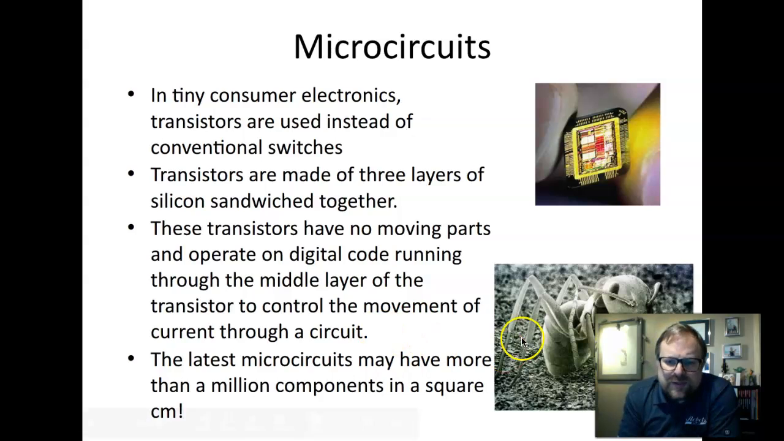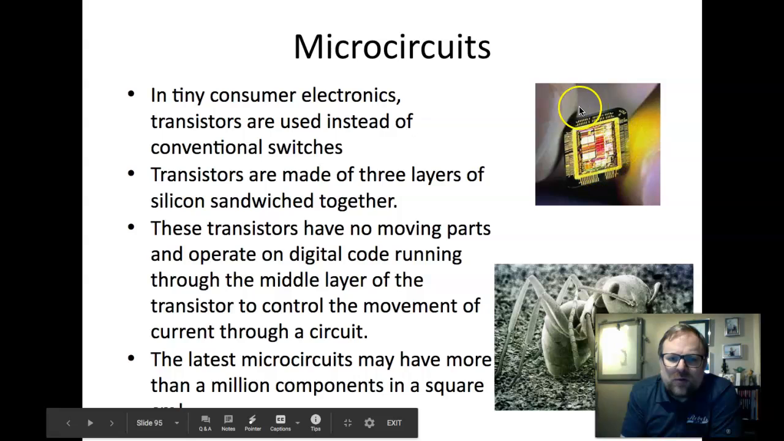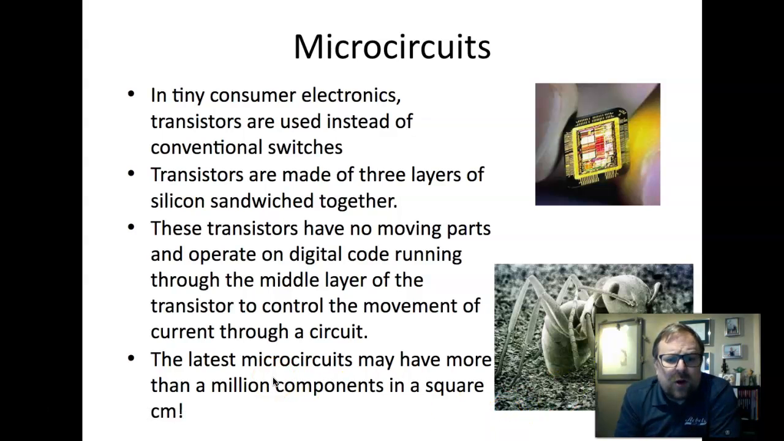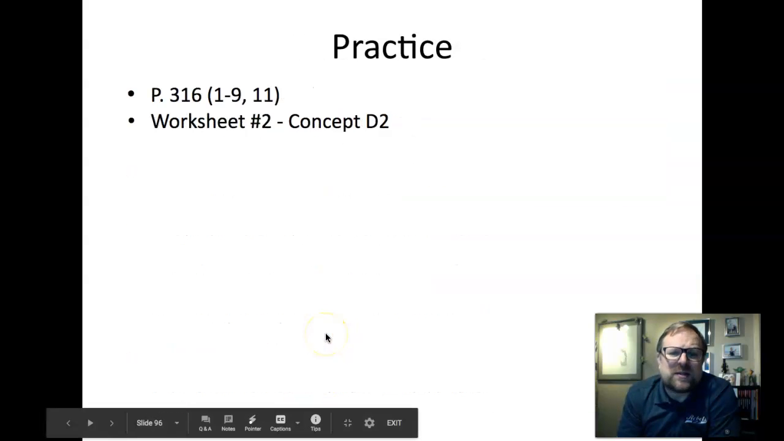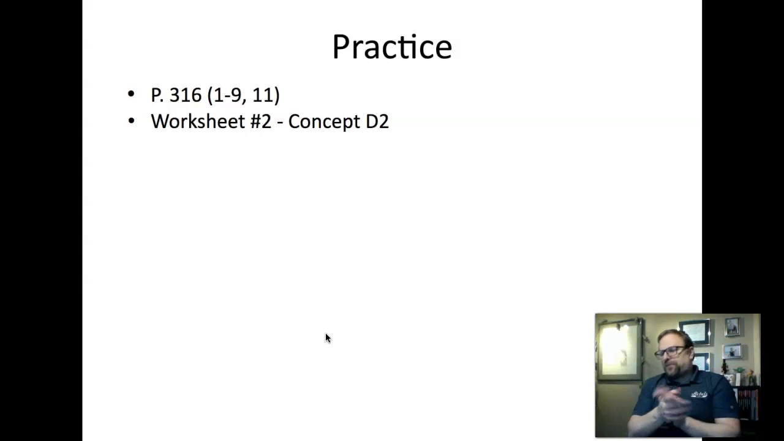This is just giving you an idea of some of the micro circuits that we've got going on. There's one there, and this is an ant actually holding onto a printed microcircuit. These transistors have no moving parts and operate on digital code running through the middle layer of the transistor to control the movement of current through each circuit. The latest microcircuits have more than 1 million components in a square centimeter, so you can think those are tiny circuits. Okay. That's it. I'm done talking for this concept, very long concept.